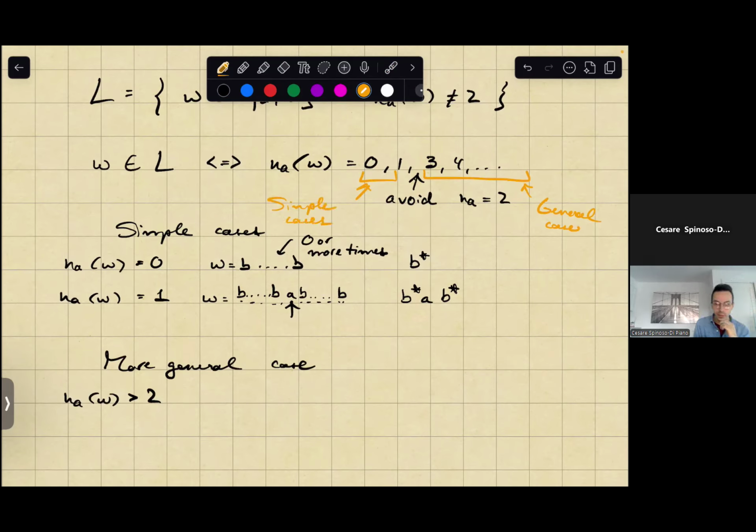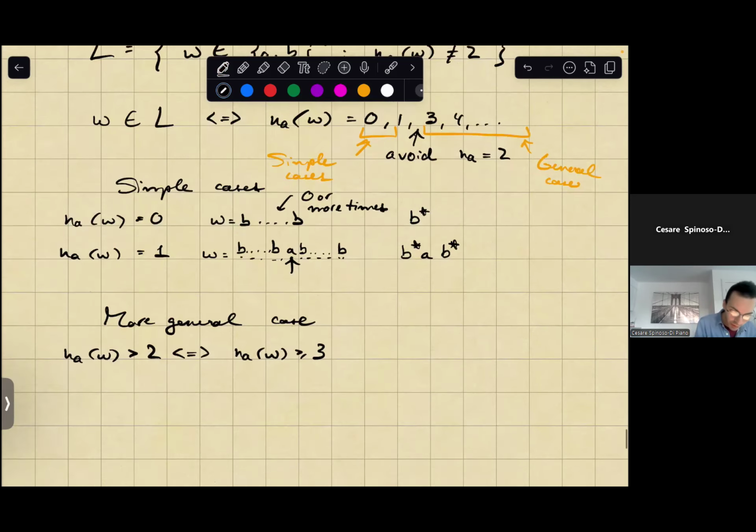When the number of A's in W is strictly greater than 2, we can also write this as at least 3. So you have to have at least 3 A's in the string W. What someone might be tempted to do is say, okay, I need to find my three A's in my string W, so maybe an A here, an A here, and then an A here. And then I can have B's in between, to the left and to the right. So some B's here, some B's in between, and then some B's to the right.